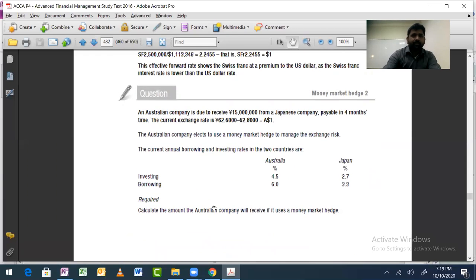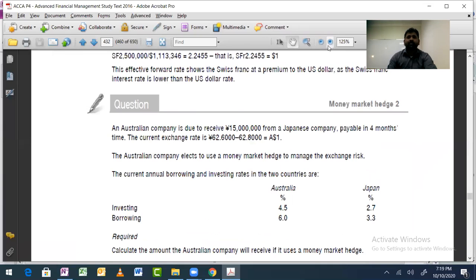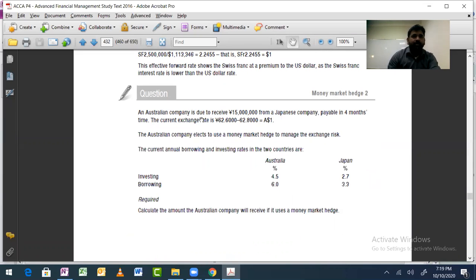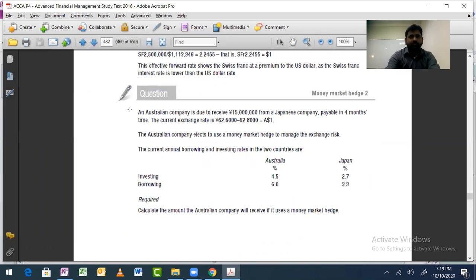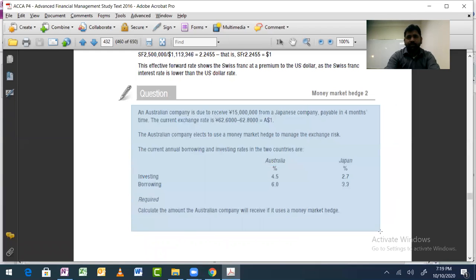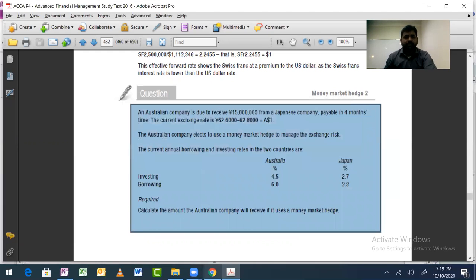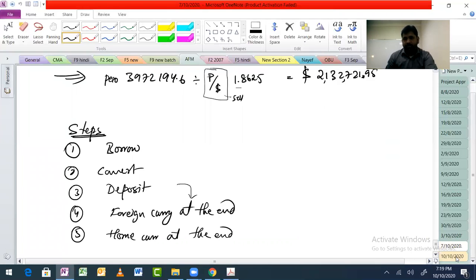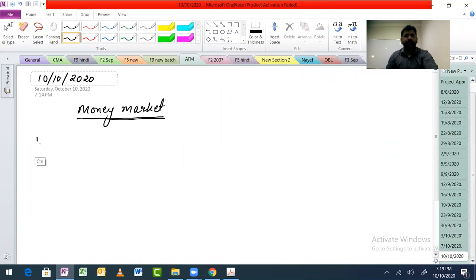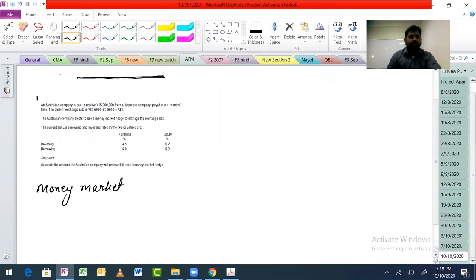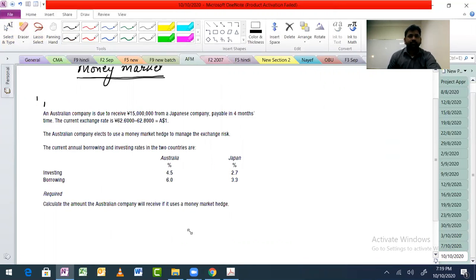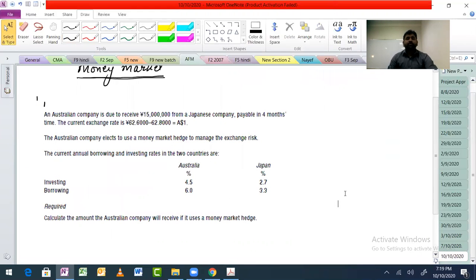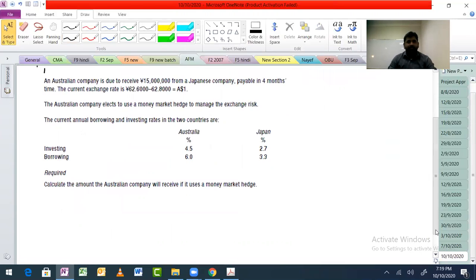Okay, money market hedge. I hope you guys can see this. Wait, let me copy this in. This is the whole question. We'll start with one revision question for money market. Okay, so this is the question, and as usual, a few things.